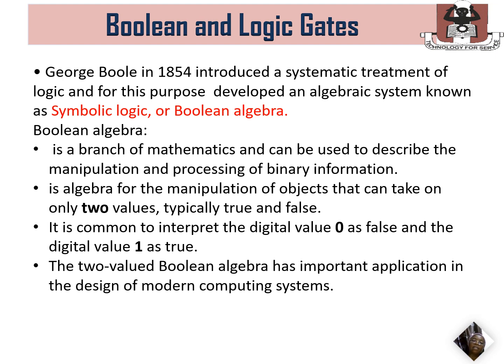Boolean algebra is algebra for the manipulation of objects that can take on only two values, typically 0 or 1, or true and false. It is common to interpret the digital value 0 as false and the digital value 1 as true. So two-valued Boolean algebra has important applications in the design of modern computing systems.